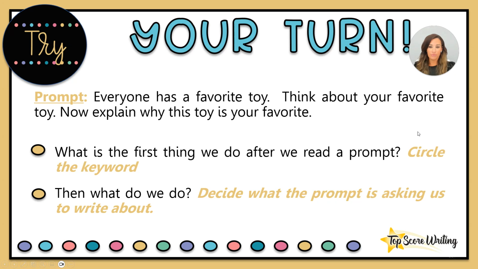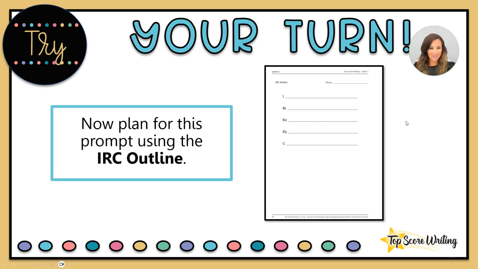Well, the first thing we should do is we should circle the key word, which we know the key word is explain. And then we decide what the prompt is asking us to write about. This prompt is asking us to write about our favorite toy. So we know because the key word is explain, we're writing an expository / informative essay. And we know we're writing about our favorite toy. So now you are going to plan for this essay, using the prompt favorite toy.